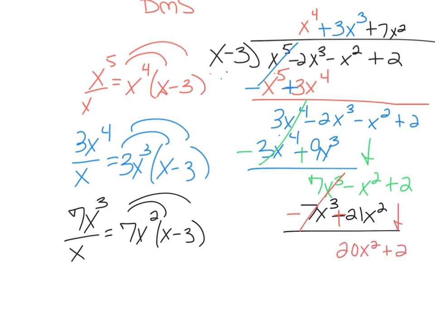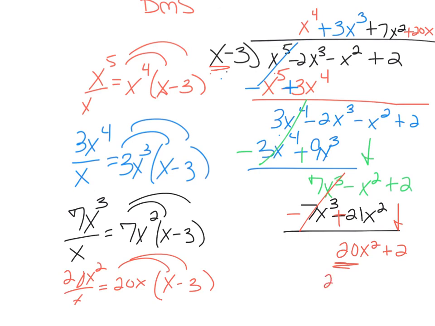Start all over again. Divide this term by that term. Okay, so I get 20x squared divided by x. This gets me just 20x. Put that up here. Okay. Multiply by x minus 3. This will go in. I'll end up getting 20x squared minus 60x. I divided, I multiplied, now I'm going to subtract. Change this sign, change that sign, cancel that out. These again will not combine because one has an x and one does not. So 60x plus 2.